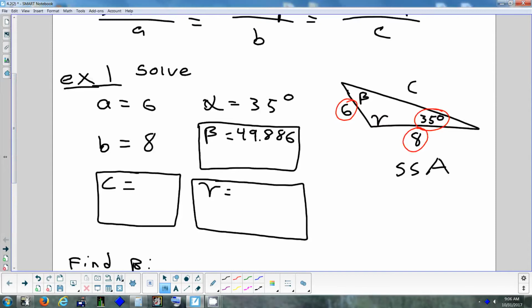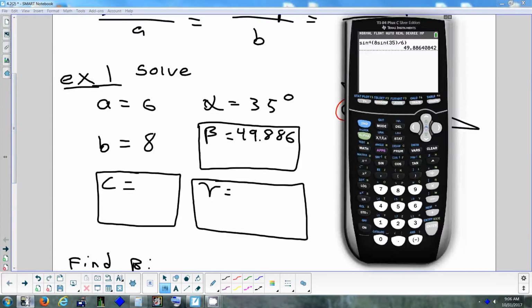All right, so we got that. Connor, do you remember what I do with that number to find the second solution? You subtract beta from 180. So we're going to take beta and subtract it from 180.